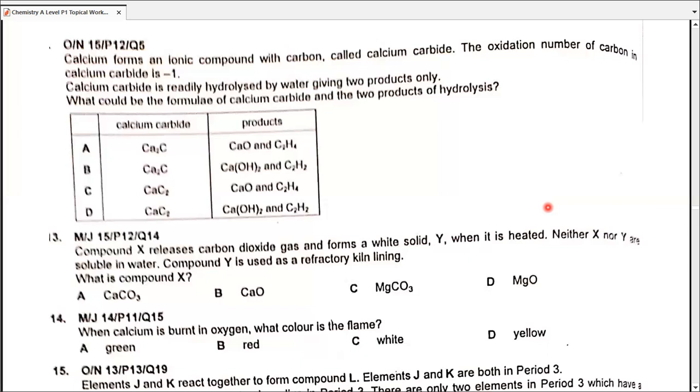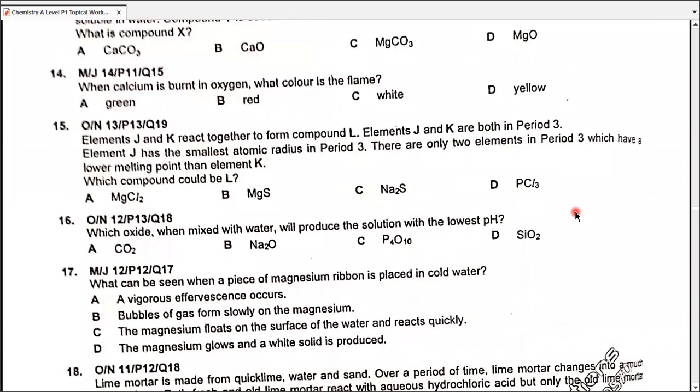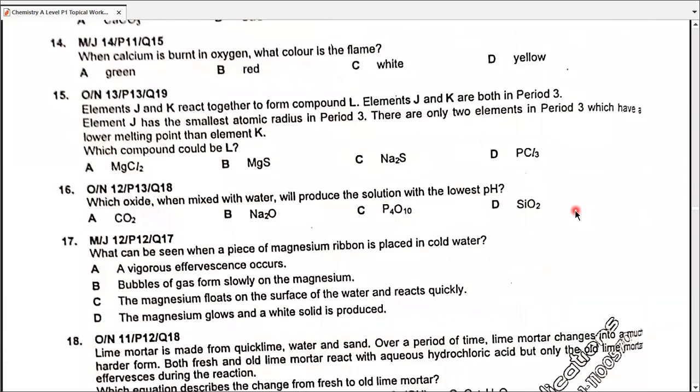Let's skip 13. 14 is too easy, since we are already done with 14 as well. 15. Let's go with 15.